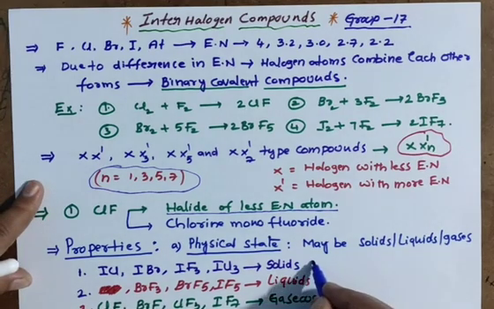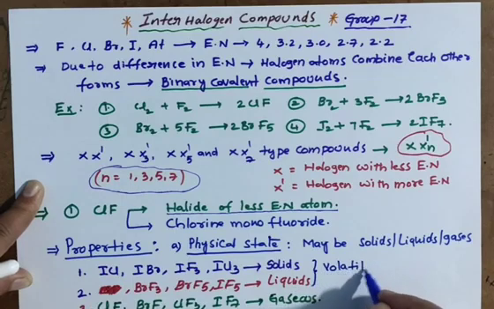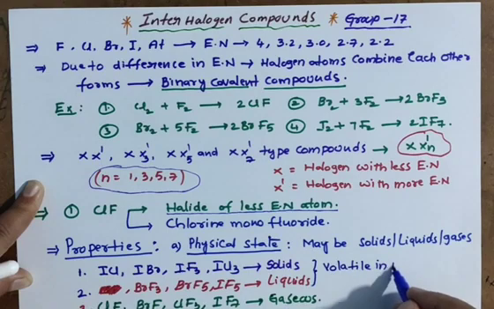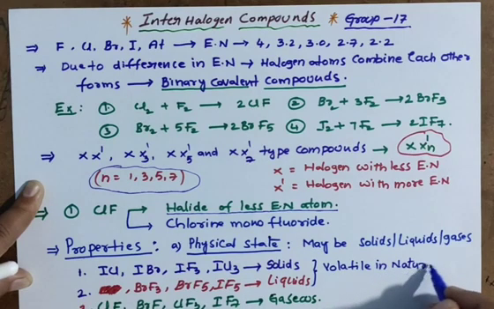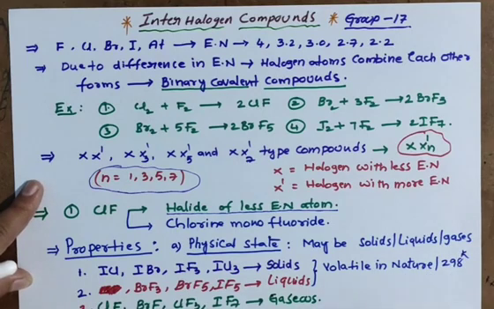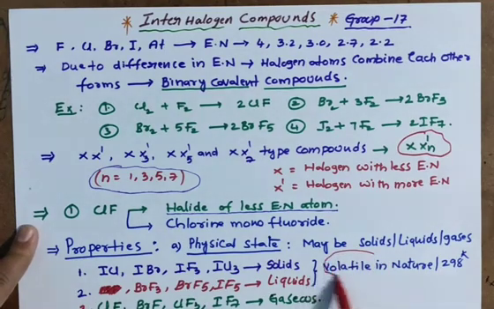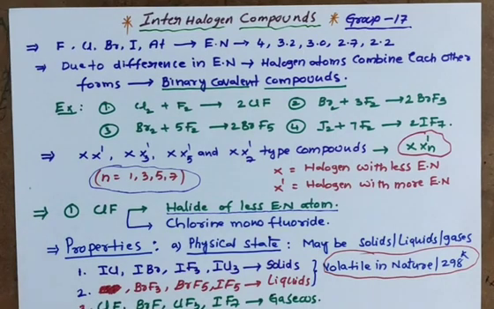See, solids and liquids are volatile in nature at 298 Kelvin temperature. Gases are already in gaseous state. So solids and liquids of interhalogen compounds are volatile in nature at 298 Kelvin temperature. This is the physical state of interhalogen compounds.